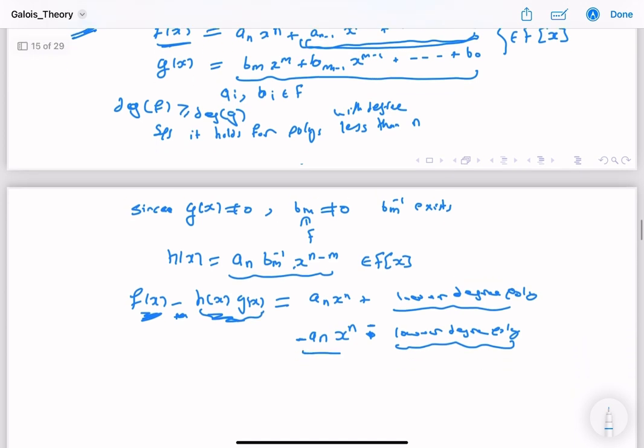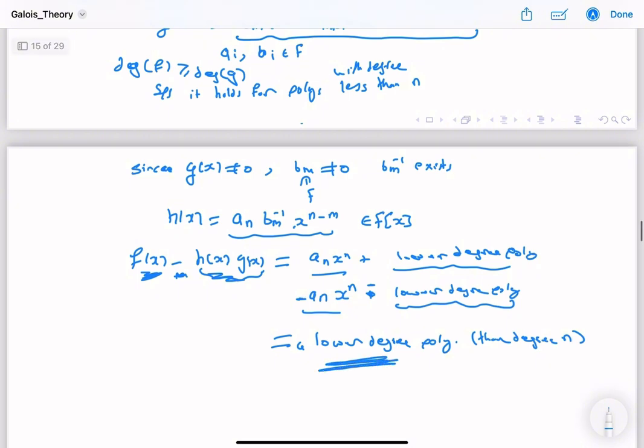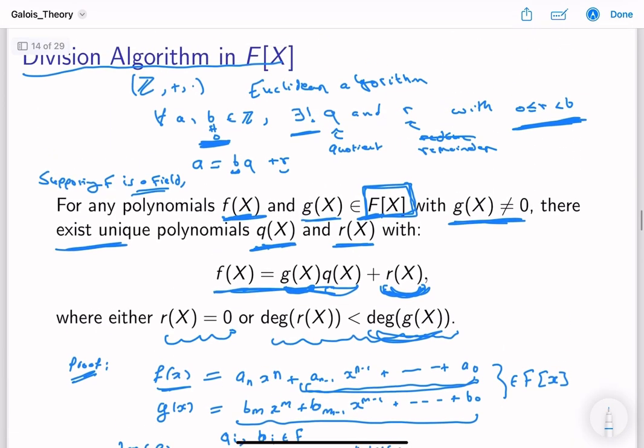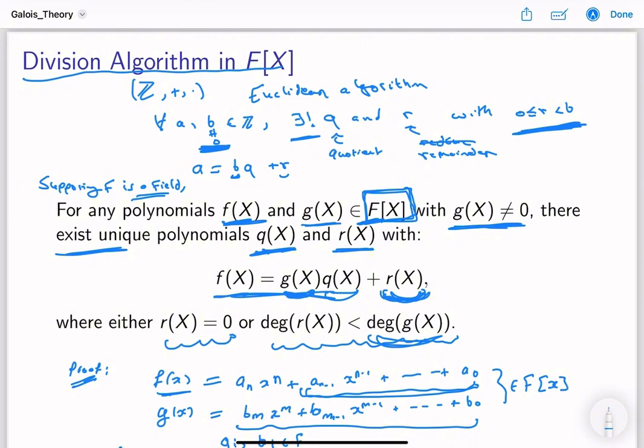So the first term and the second term will cancel out, and we'll be left with a lower degree polynomial. Lower than what degree? Lower than n. It's lower than degree n, and thus we can apply the induction hypothesis to this thingy and finish the proof, okay? I'll leave it to you as an exercise to fill in the blanks in this proof. So long story short, if F is a field, then in the ring F[x] we have the division algorithm.